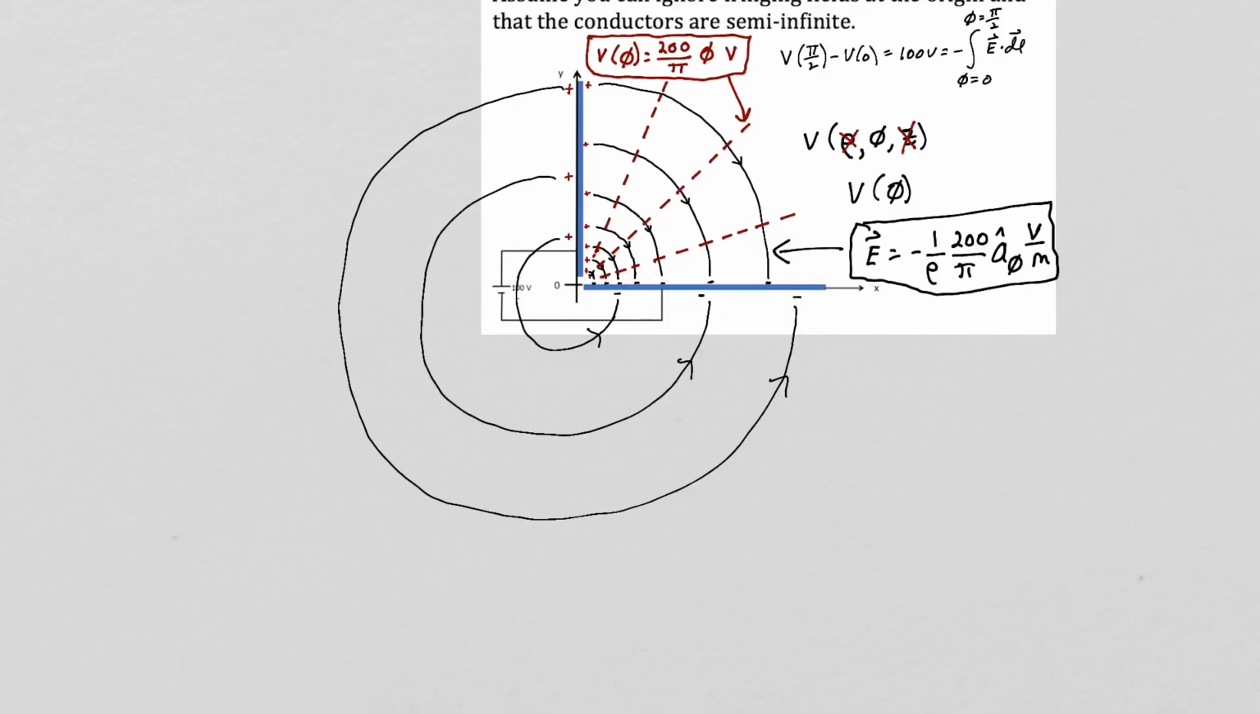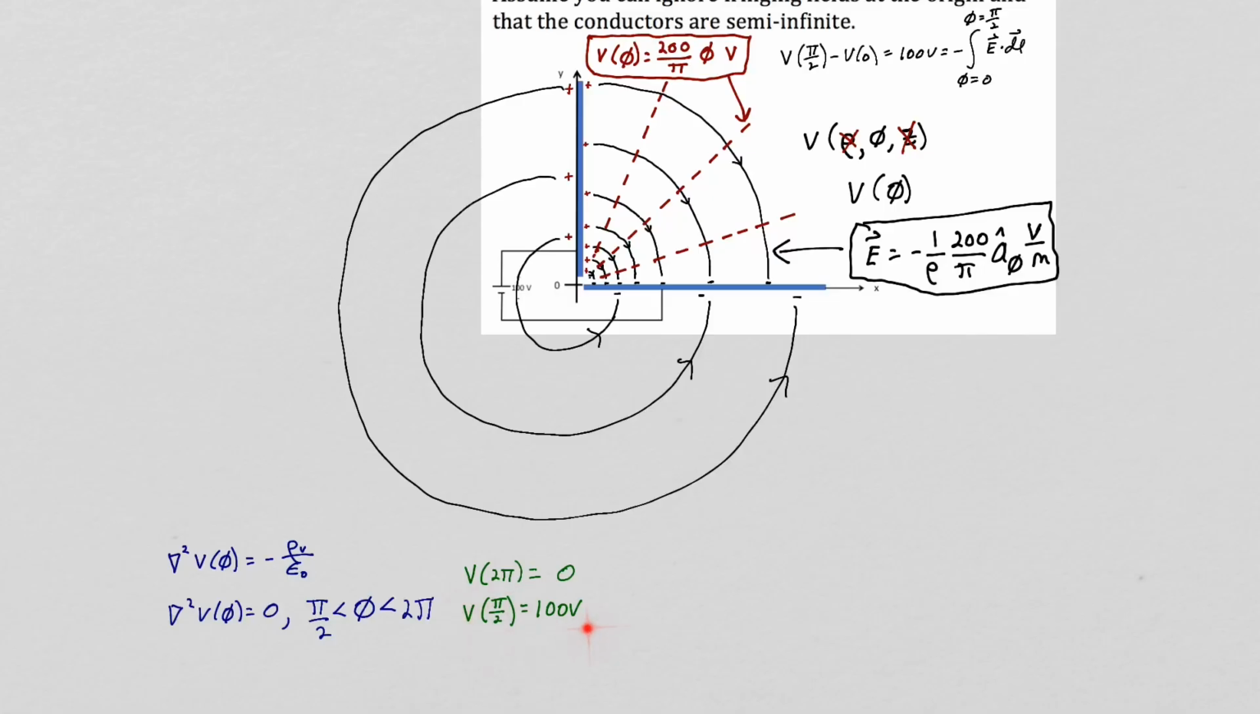Now, because we have to get the same voltage drop and we're traversing a much greater distance, the electric field intensity will be weaker in the second, third, and fourth quadrants than it was in the first quadrant. The form of our Poisson equation will be the same, but now we're going to apply it for phi going from pi over 2 to 2 pi, and our boundary conditions will be that the potential at pi over 2 is 100 volts, and the potential at 2 pi is 0 volts.